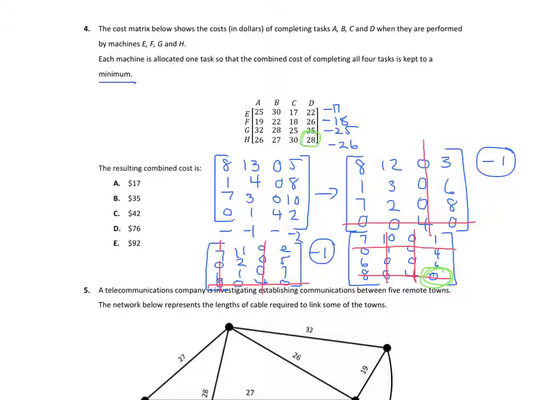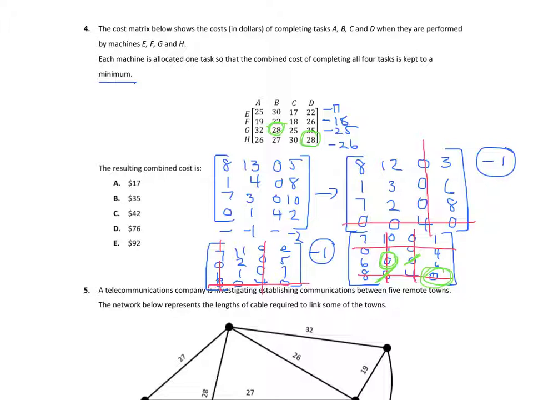So I'm going to allocate that 28. That means this 0 is not a possible allocation anymore. So in row 3, we're looking at column 2. So it gives me that 28 in G and B. Again, that gets rid of that 0.